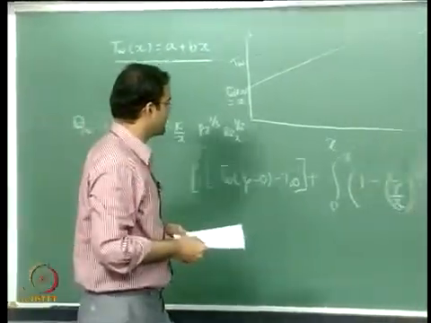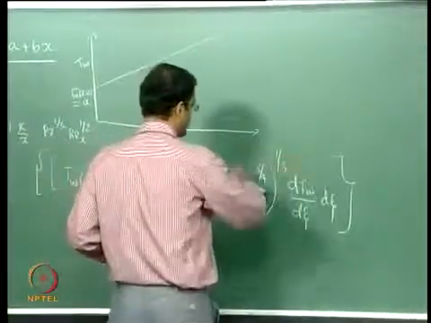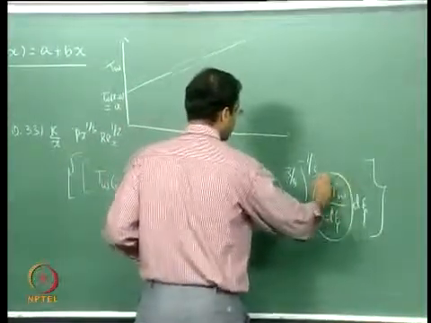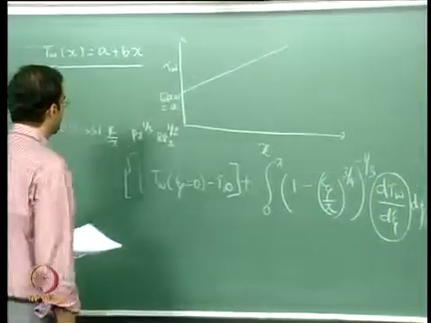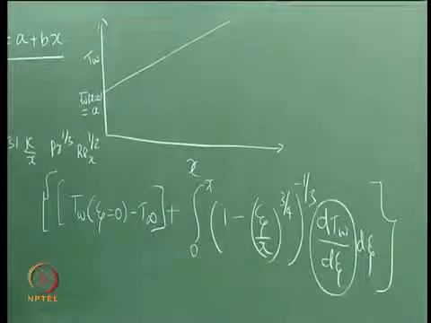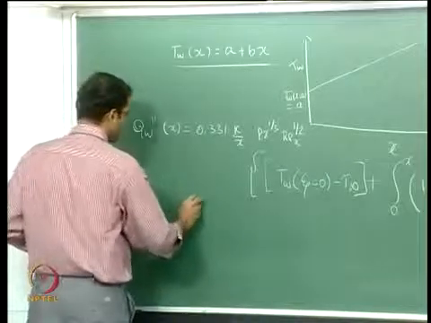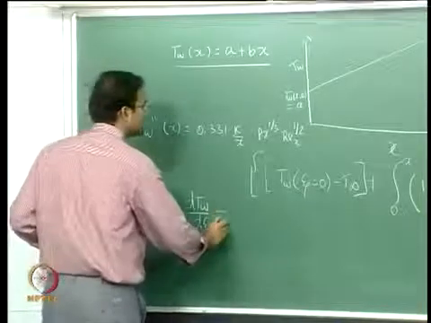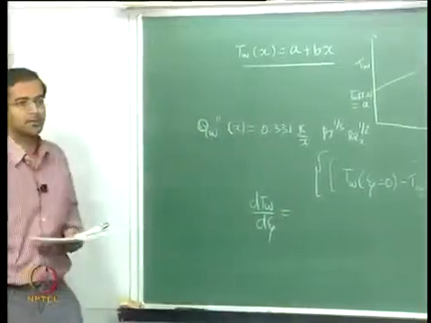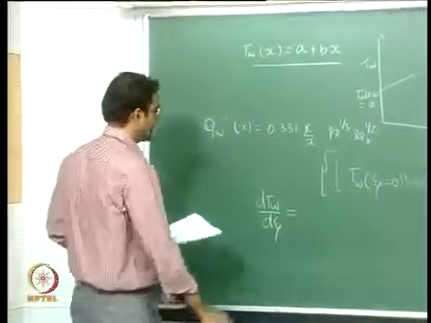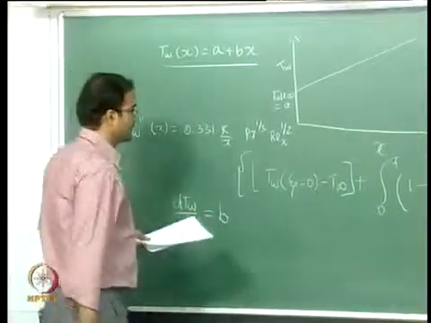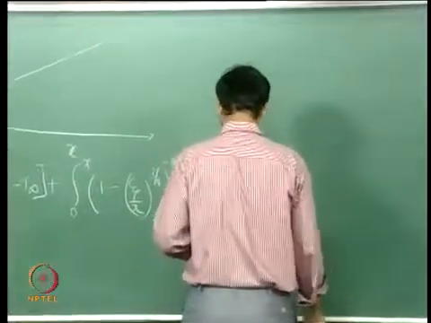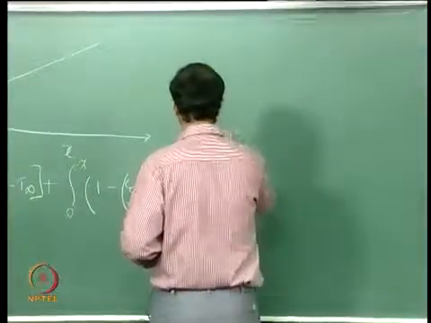So for example, in order to evaluate this Duhamel's integral, we need to first get the slope of the wall temperature profile, and since this is a linear profile, it's very simple. So in this case dT wall by d zeta will be, for this particular profile, b, right. So we'll substitute this into the equation, let us call this equation 1.